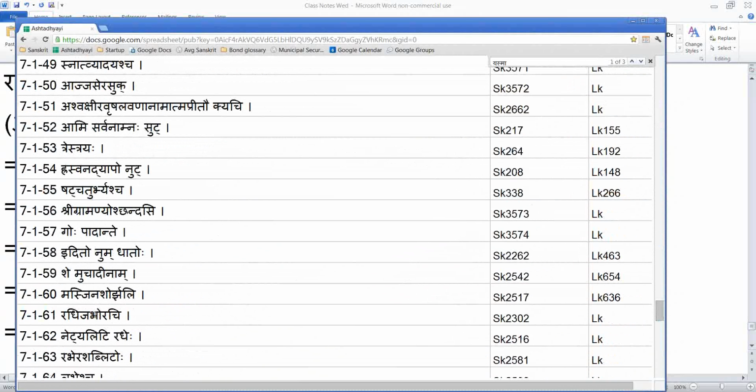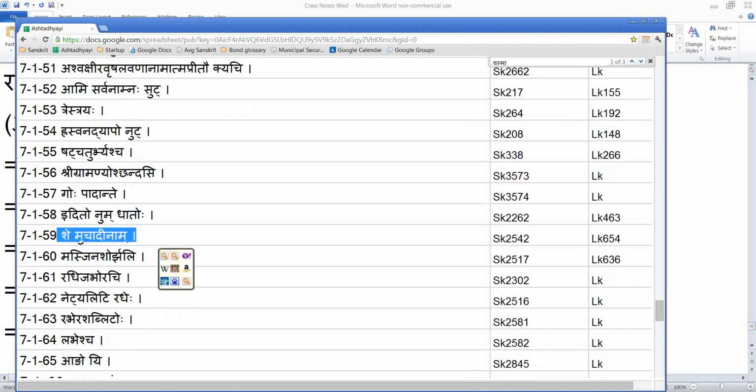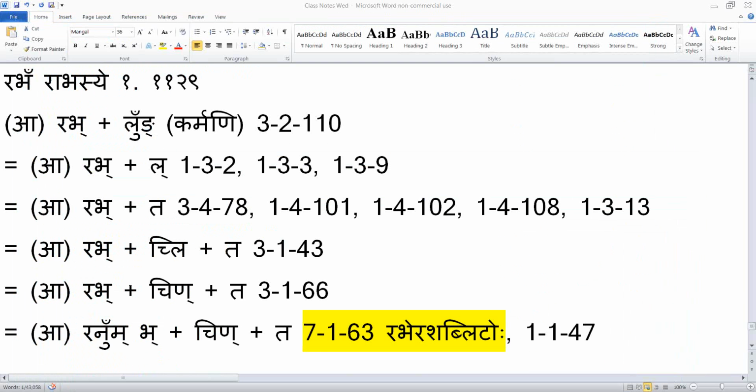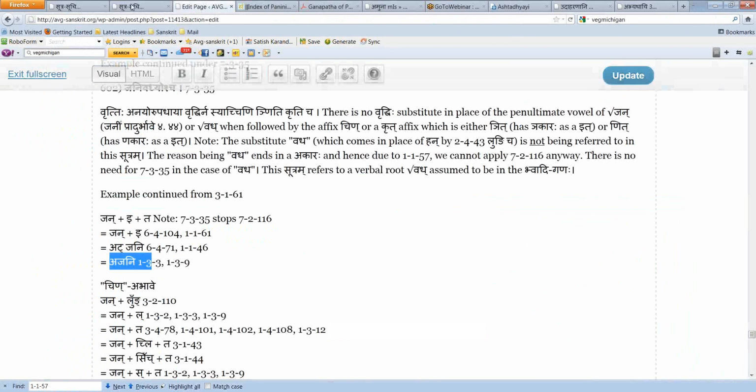And of course, we also know Shemuchadinam. So be familiar with this section. Always keep the Ashtadhyayi map in front of you. It will help you in vyakaranam a lot. So Rabhero shablitoh says the anga consisting of the dhatu rabh gets the num agama, but not if shap or lit follows. Like arabhate, shap is used and no num, but if shap or lit is not used, rabh takes the num agama, 7.1.63, Rabhero shablitoh.